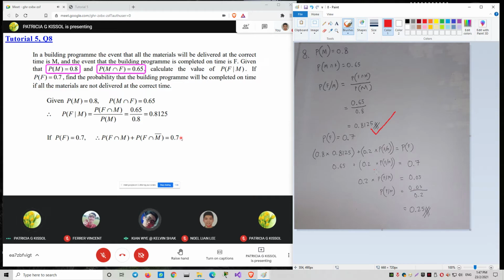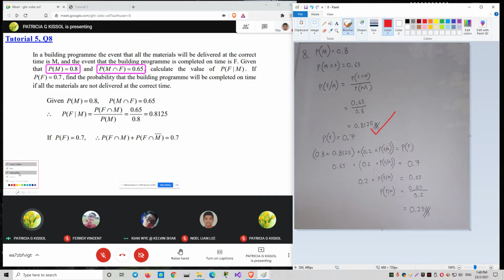Can I draw a Venn diagram? I didn't consider Venn diagram. Oh, I see. Then your value of F only is not.